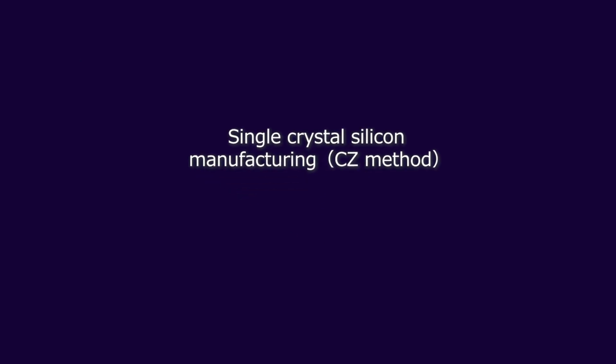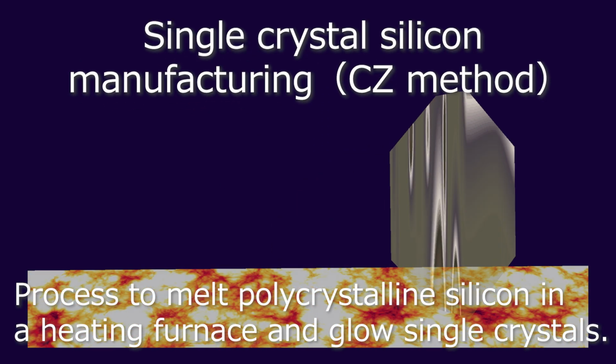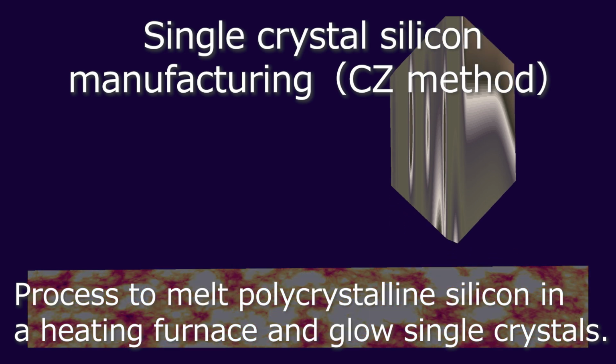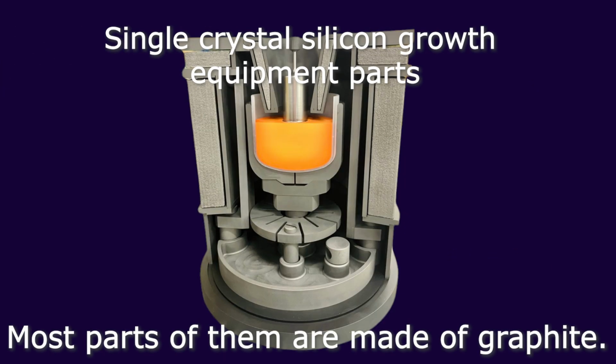The CZ method, one of the single crystal silicon manufacturing methods, is a process to melt polycrystalline silicon in a heating furnace and grow single crystals. Most parts of single crystal silicon growth equipment are made of graphite.